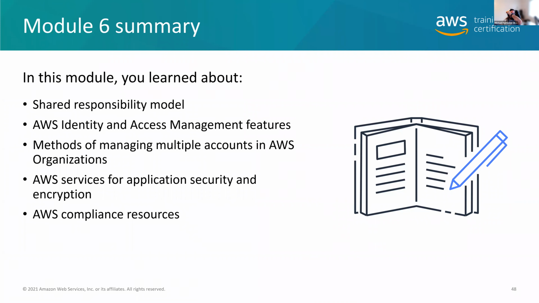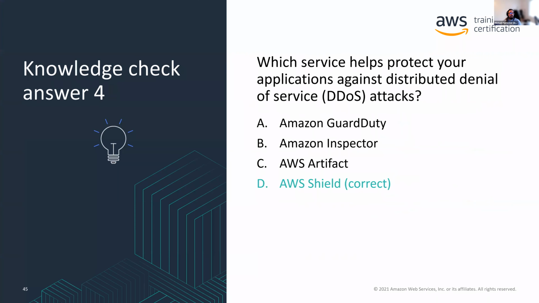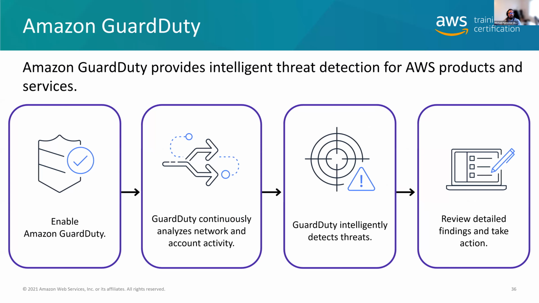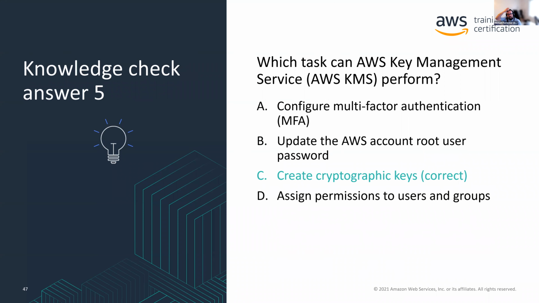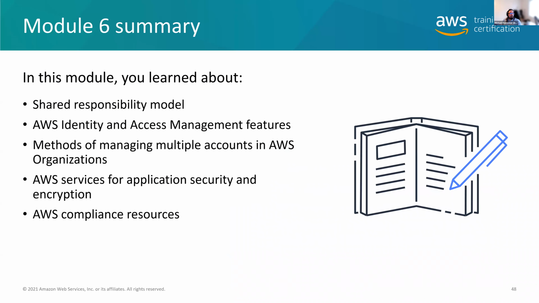We talked a little bit about WAF and Shield and Inspector, which WAF is a web application firewall. Shield is a distributed denial of service protection system. And Inspector is a vulnerability assessment system that looks for known CVEs. And then we talked about Artifact, which is used for compliance, as well as a bevy of these services at the end, right? Talking about GuardDuty and the Key Management Service. Okay. So that's the end of this module. Any questions about security?